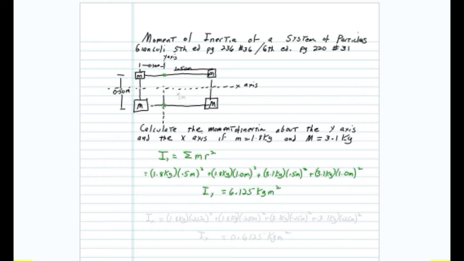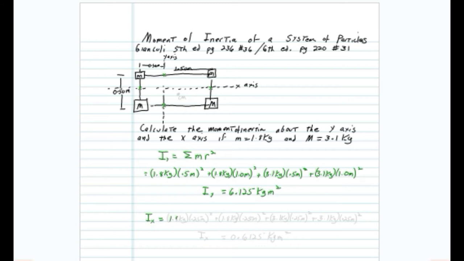Now we'll look about the x-axis. So we use the same idea, but we're going to go using distances from the x-axis in the picture. So again, you want to imagine grabbing the object at these 2 points, perhaps with your thumbs, and then rotating it around that point. Okay, so the way it's drawn, every single mass is the same distance from this axis. They're all 0.25 meters from that axis.